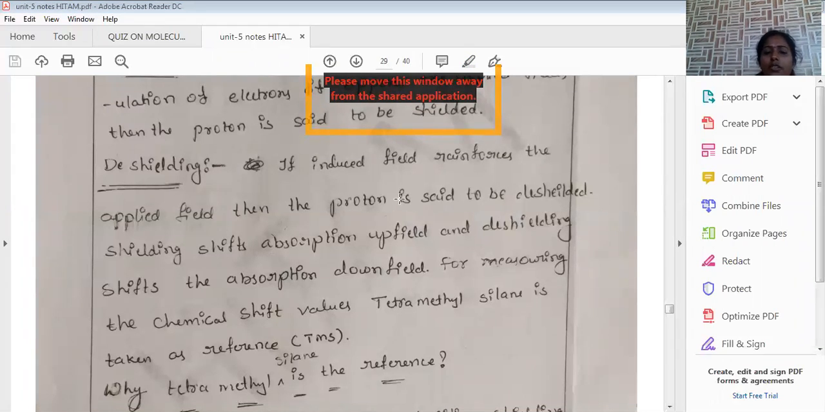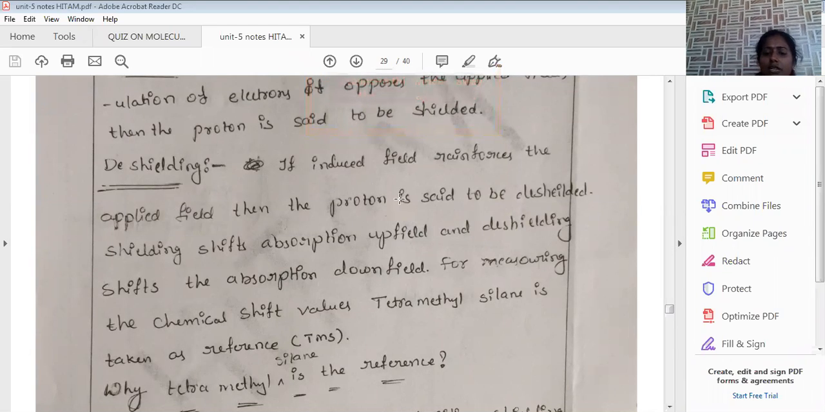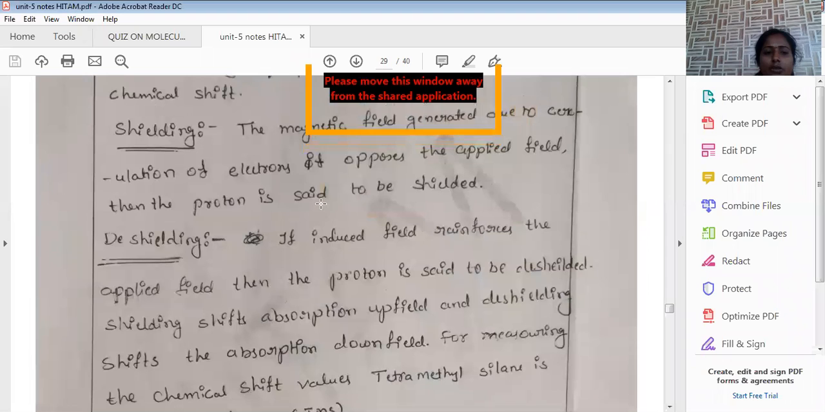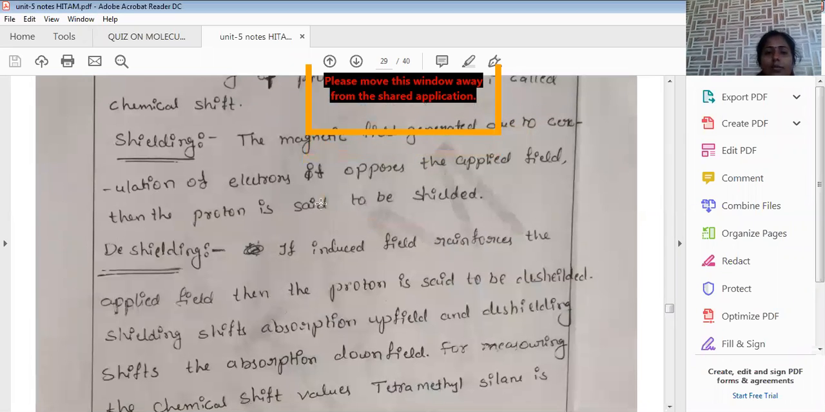Here the scale lies in the range of 0 to 10 ppm. That is called the delta scale. Towards 0 is called upfield and towards 10 is called downfield. Now chemical shift values change for different compounds. The shifting of signals due to shielding and deshielding is called chemical shift.